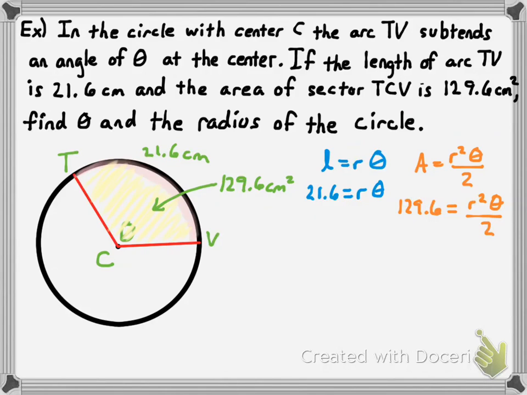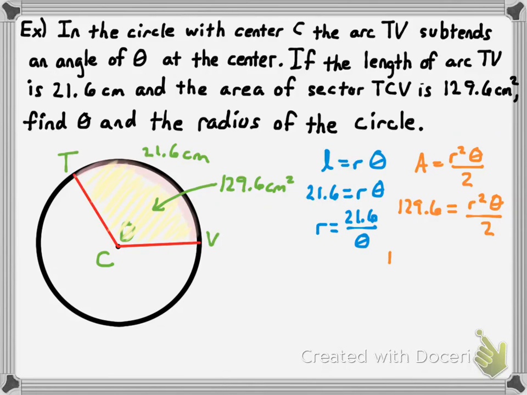The easiest way to do that would be to take the arc length equation here and to get either r or theta by itself. What I'm going to choose to do is get r by itself. Okay? No particular reason to pick one over the other. I'm just picking r. And r is equal to 21.6 over theta. And then I can substitute that into the area equation.